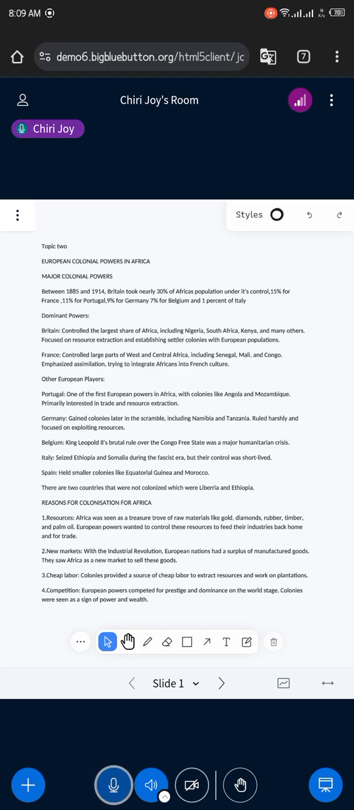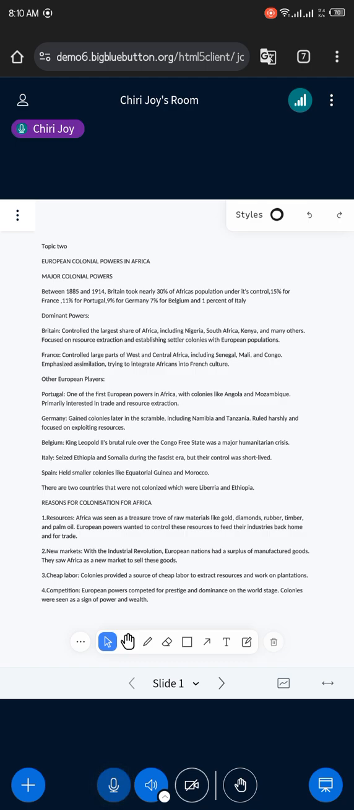Reasons for colonization of Africa. The first one is resources. Africa was seen as a treasure trove of raw materials like gold, diamond, rubber, timber, and palm oil. European powers wanted to control these resources to feed their industries back home for trade. New markets. With the Industrial Revolution, European nations had a surplus of manufactured goods. They saw Africa as a new market to sell these goods.